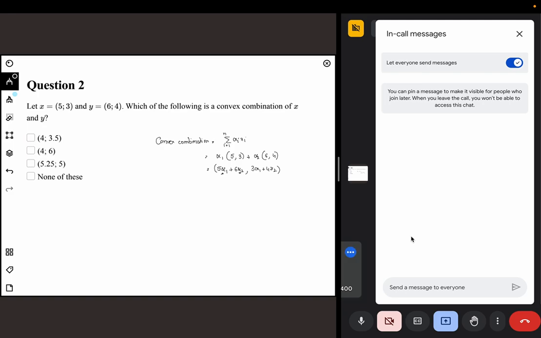If you recollect, the extra constraint that needs to be satisfied for convex is that alpha needs to be between 0 and 1. In an affine set, we don't need this constraint; alpha can be any real number. But for a convex combination, this is an extra constraint that needs to be satisfied. Whatever alpha 1 and alpha 2 are, they should be between 0 and 1. Now you can check each of these points and tell me whether they're satisfying it or not.